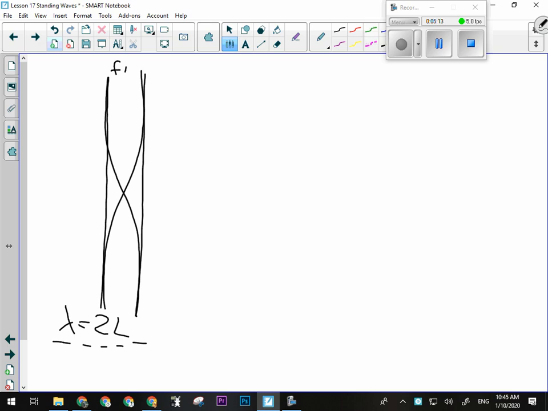Remember, that formula and the one for the closed air column are on your formula sheet, but they're not labeled open air column and closed air column. You have to remember which one applies. Now, this produces a sound.